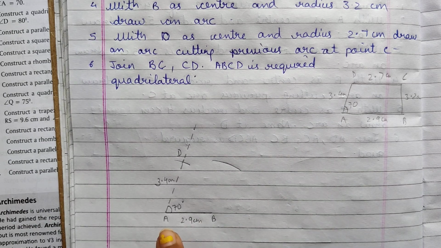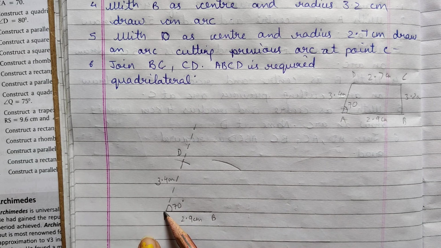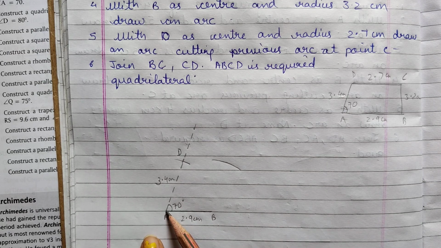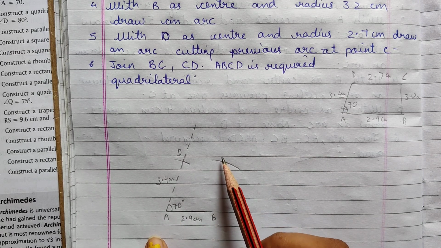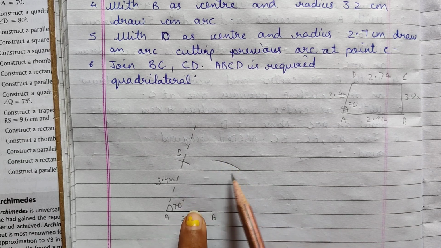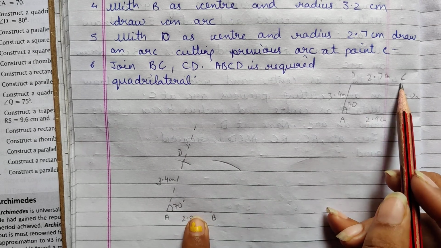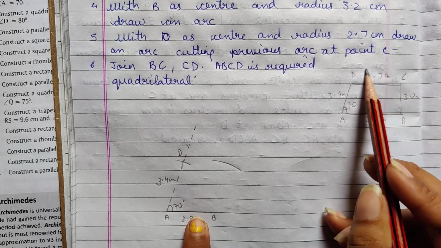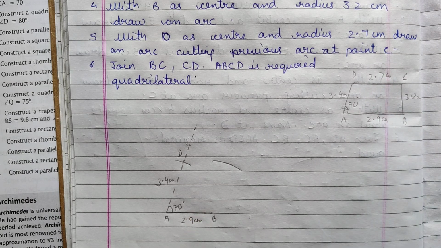Now in the last question we had drawn a diagonal from point A, due to which we got point C, but here this arc is not cut by another line or another arc. So to do that, we will see what is the distance between C and D. The distance between C and D is 2.7 centimeters.